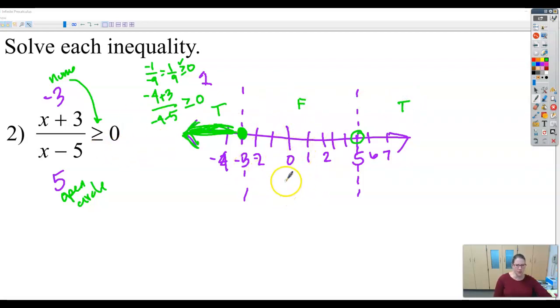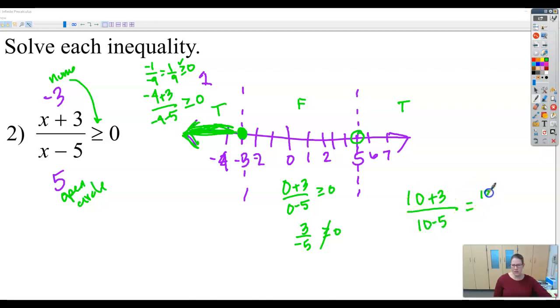So if I put 0 in here, that would be 0 plus 3 over 0 minus 5 is greater than or equal to 0. Well, that gives me 3 over negative 5, or negative 3/5, which is not greater than 0, so it is false. Pick anything bigger than 5. It could be 6, it could be 7, it could be 10. Let's use 10. So 10 plus 3 over 10 minus 5, that would give me 13 over 5 is greater than or equal to 0, which is true. So we would shade this part.